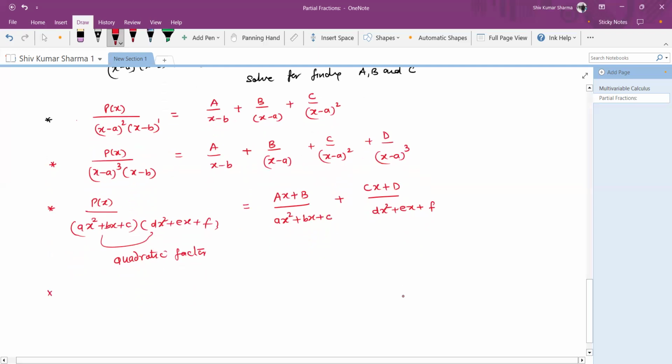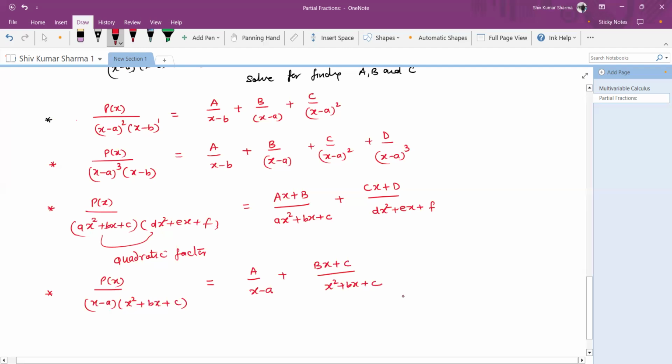Now we have the mixed problem. In a mixed problem, one factor is a linear factor x minus a, and another factor is x square plus bx plus c, a quadratic factor. How to write the partial fraction of this? For the linear factor it is in the form of a upon x minus a, plus, for the quadratic factor, we write it as bx plus c upon x square plus bx plus c. So we remember this. The first constant we have taken as a, so for the other constants we take b and c.